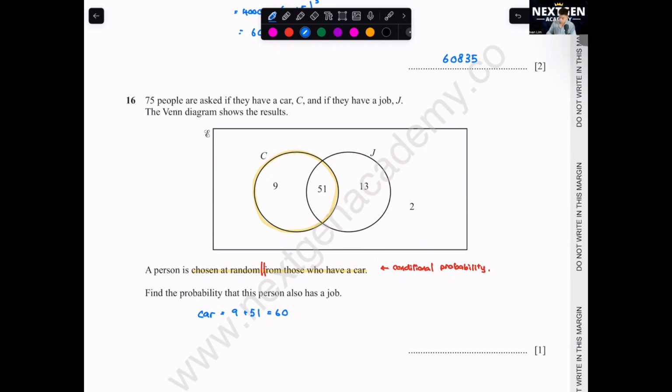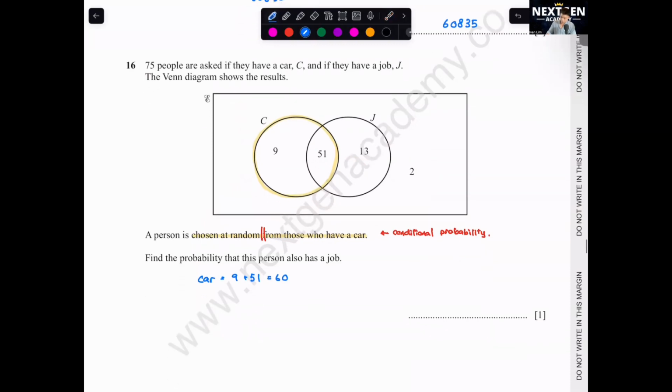So the probability, 51, with the one with job and car, we only take this one here. We are not going to take from this over here. So this will be 51 over 60. This one, we can simplify it. Divide by 3, divide by 3. So this will become 17 over 20.